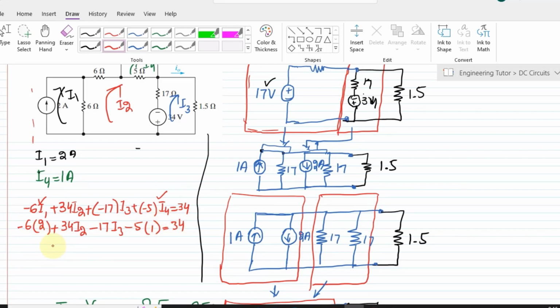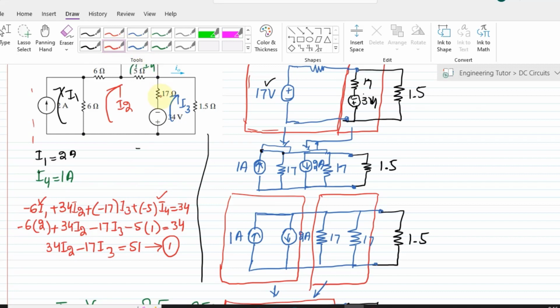So by solving, I will get 34I2 minus 17I3. This is 12 minus 5, which is minus 17, and when it is moved to the other side of the equation, it becomes 51. Let me call this equation number 1.